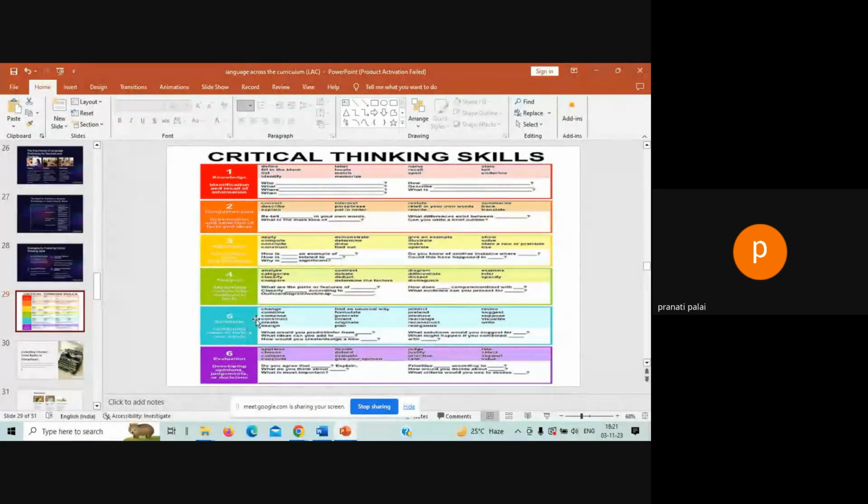Next is your synthesis. Combining ideas or combining parts to form a whole. Change, combine, compose, construct, create, design. Next is your evaluation, developing opinions, judgments, or decisions. Appraise, choose, compare, conclude, decide, defend, evaluate, judge, justify. These are all the action verbs used for evaluation purposes.